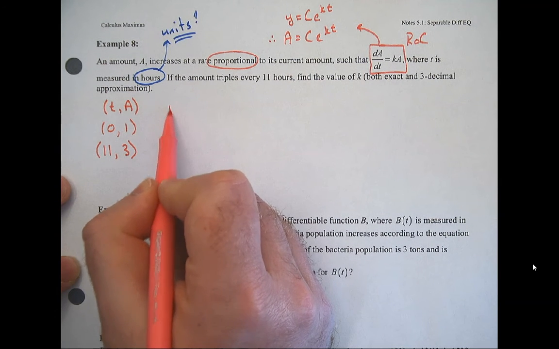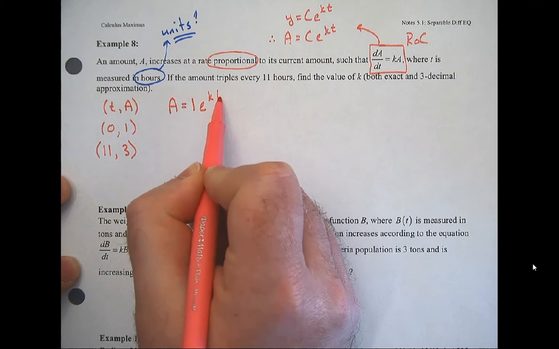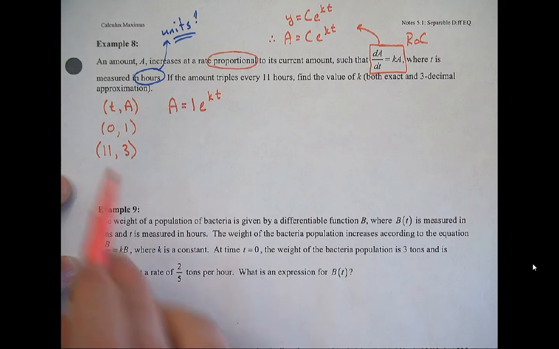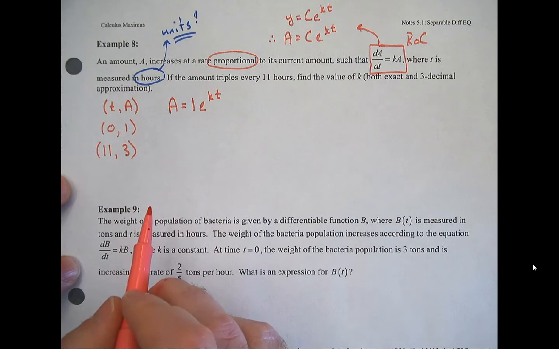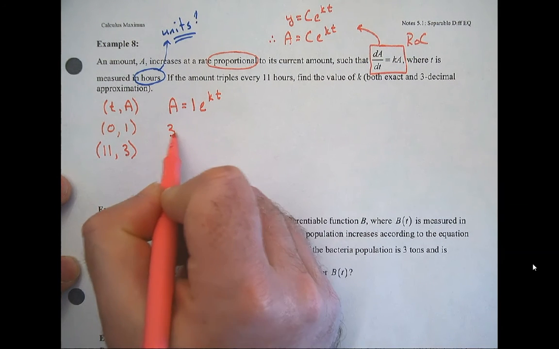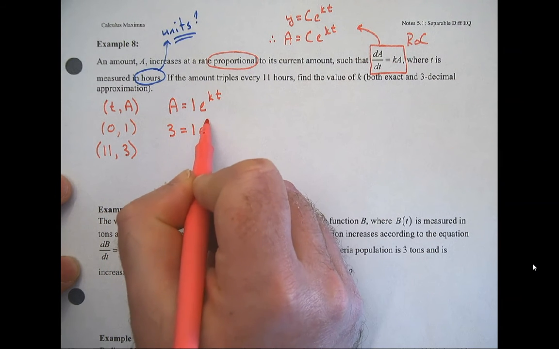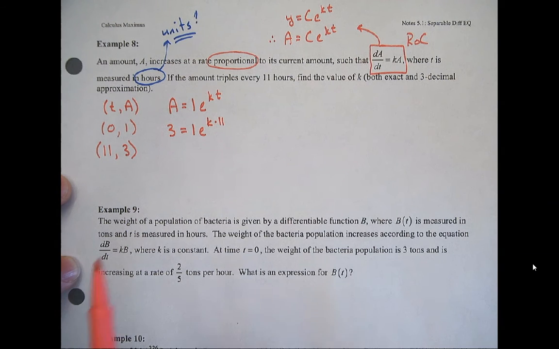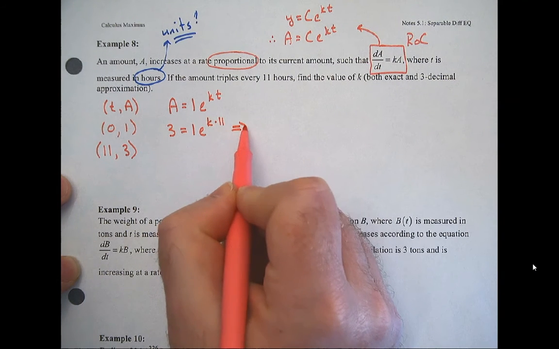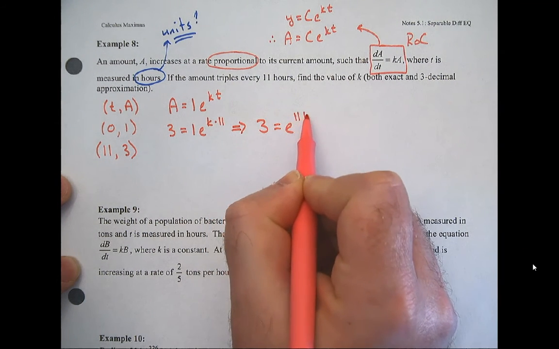So my amount is going to be 1 e to the kt. They gave me, or we figured out because of the hint that it triples every 11 hours, that we have another point. So the amount is going to be 3 when the time is 11. So I can start to clean this up. 3 is equal to e to the 11k.